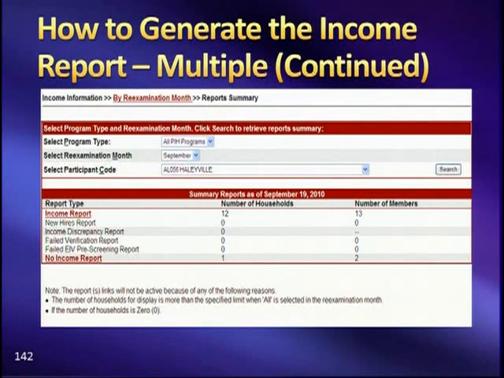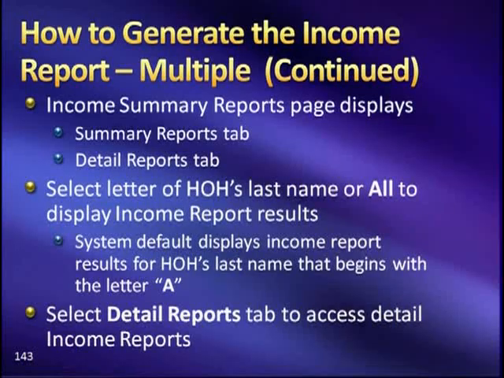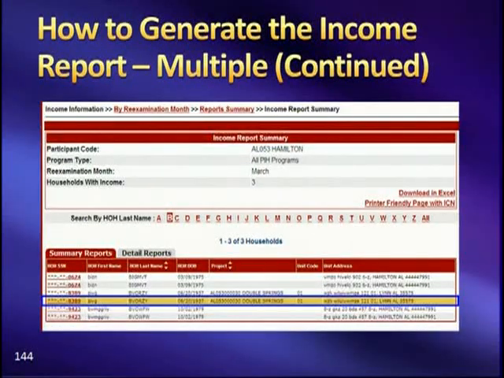Now, one thing I want to mention, when you click on this income report, the income summary report page is displayed, okay? The system automatically defaults to the last names that begin with the letter A. I want to remind you, this was a new feature that we put into the system last year, because folks wanted to say, well, I just want to pull the income reports for the last name of H. So you would just click on H. But if you want to see all of the income reports, you must click on the all, okay?